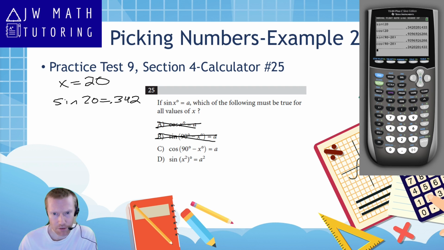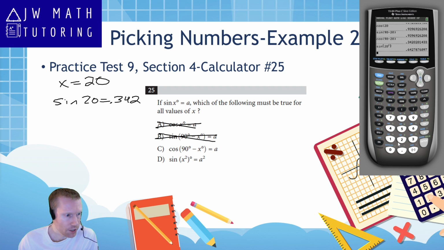Okay, it looks like that gives us the right answer. So far, it's looking like answer choice C, but we'll check D just to be correct. So now we have the sine of x squared, so we have the sine of 20 squared, or technically it's the sine of 400 degrees. Okay, that gives us 0.6428, and so on. Now, notice that's supposed to be equal to a squared.